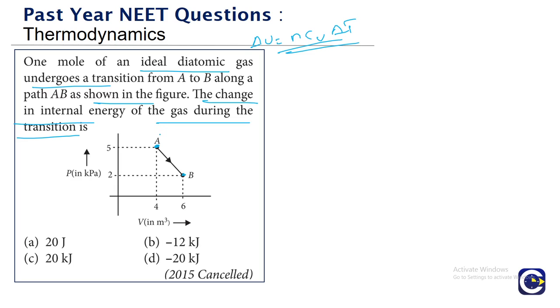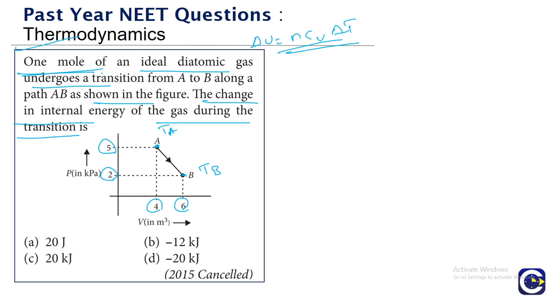Now delta T means what? Initially we are at point A. Let's say temperature is what? TA. Finally we are at point B. Temperature is what? Let us say TB. So here the temperature values are not given. Observe carefully what is given. At point A we know the volume, we know the pressure. Point B also we know the volume, we know the pressure, but we don't know the temperature.